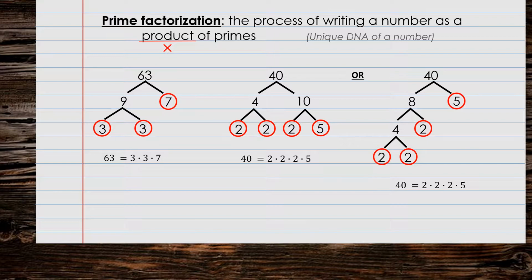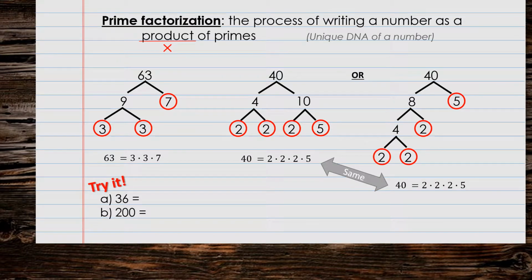Now, although we factored the two values differently, look at the results. They're the same, which means it doesn't matter what numbers you start out with to factor it, the prime factorization will always be the same. It is unique to that number.